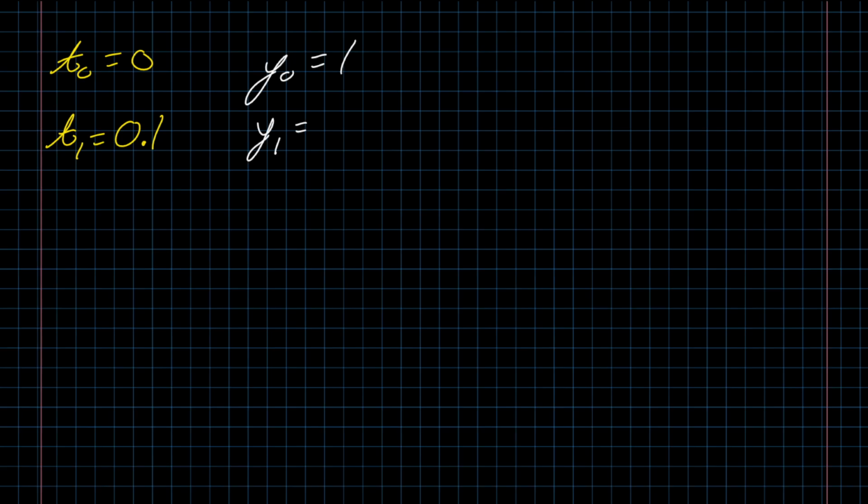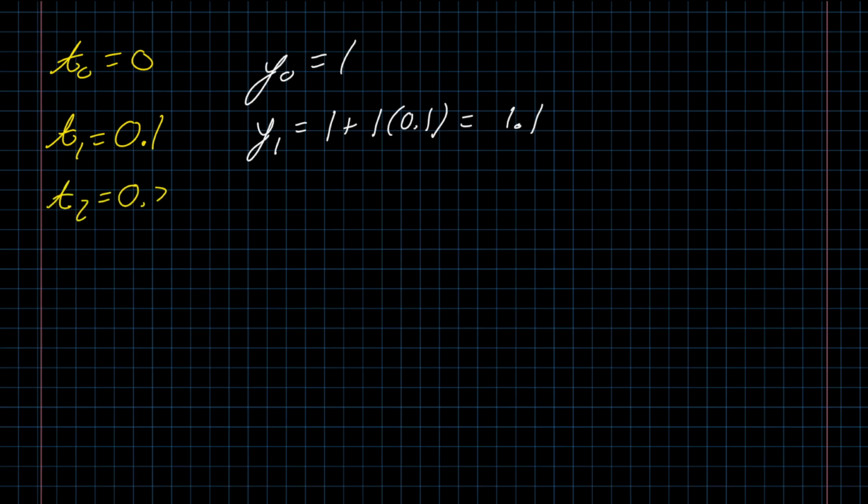And then that's going to give us that y1 is, we'll plug in t equals 0, y equals 1 into our right-hand side. We have 2 times 1 minus 1, which is 1, multiplied by delta t, which is 0.1. So it's 1 plus 1 times 0.1, which is 1.1.